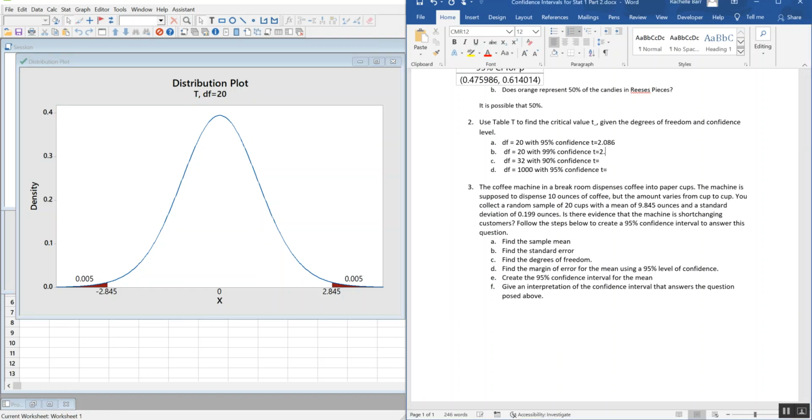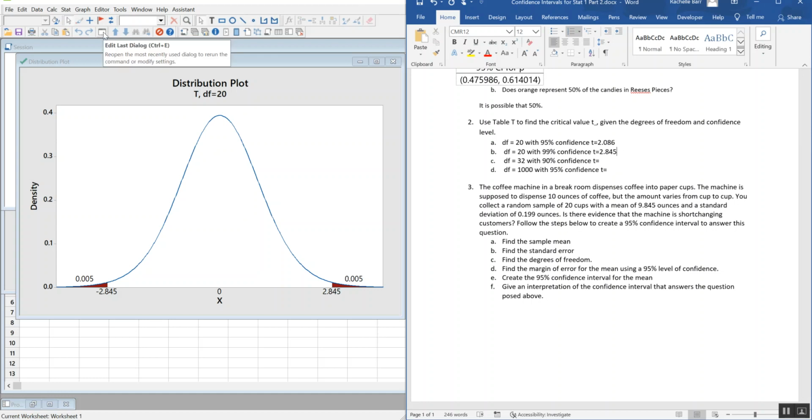And notice that it significantly increases my t. Well, I don't know if it's significant. I'd have to do a test to determine that. Anyway, the point is it goes up and I'm more confident. That makes sense. That's what we expect to have happen. My number of standard deviations away has increased because I'm making a wider interval.